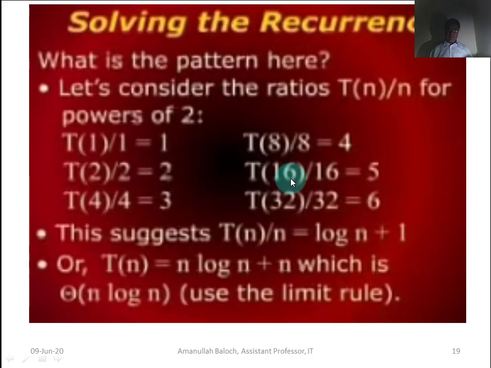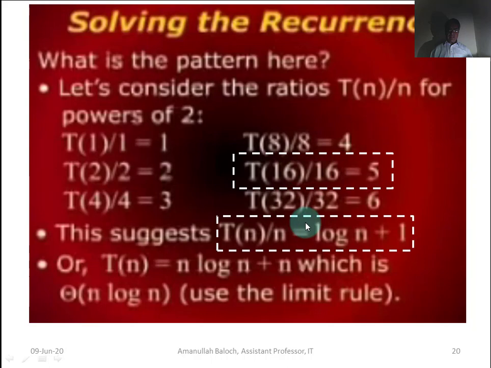If n is 16, we put 16 here and 16 here. It becomes T of 16 divided by 16 on the left side. By putting n equal to 16 on the right side, it should become 5. In the next slide, we are examining this. If we get the left side, T of 16 divided by 16, and the right side also gives 5, then the result is true, and the nth term will also be correct.